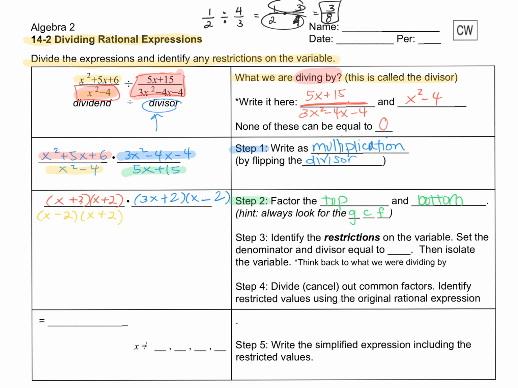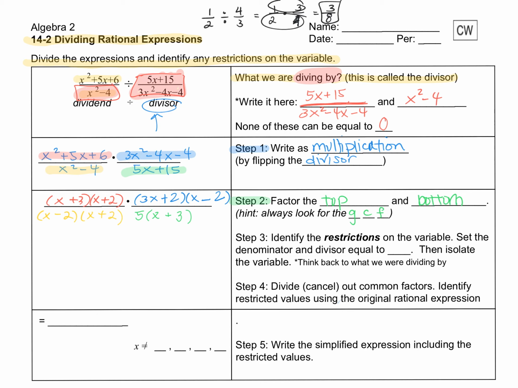And for 5x plus 15, I think there's a GCF we could take out here. For 5x and 15, we can take out 5. So we have left x plus 3 inside. Okay, so we're done with step 2.